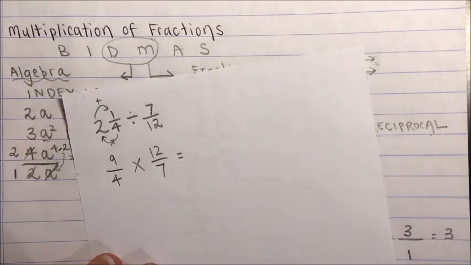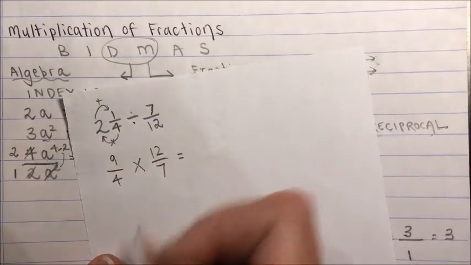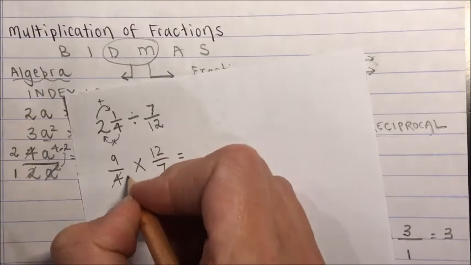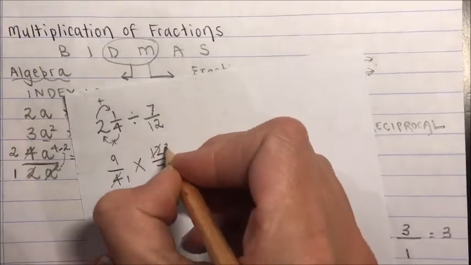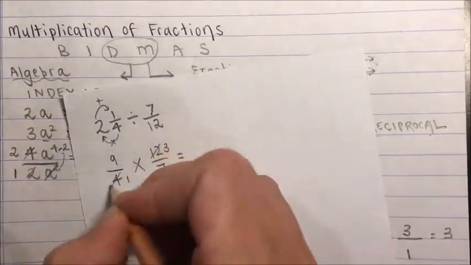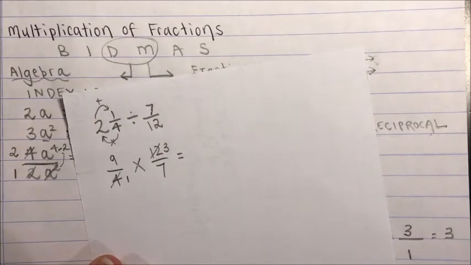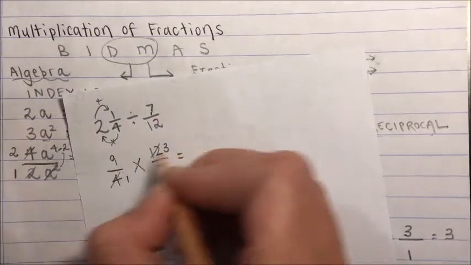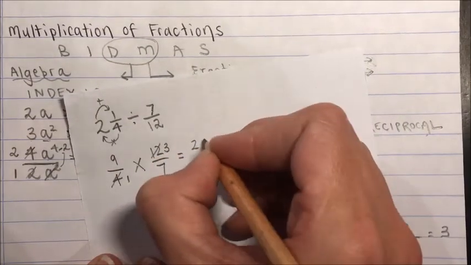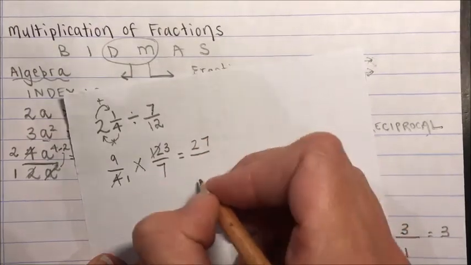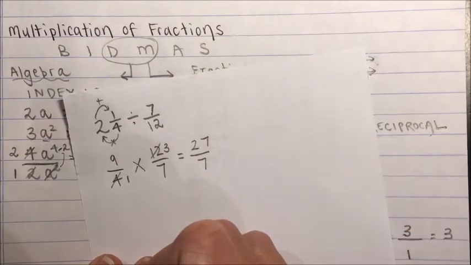Remember when we talked about cancelling on the diagonal? I know that 4 goes into 4 once and 4 goes into 12 3 times. So I can cancel out on the diagonal like that by finding common factors. And 9 times 3, 27. 7 times 1 is 7.